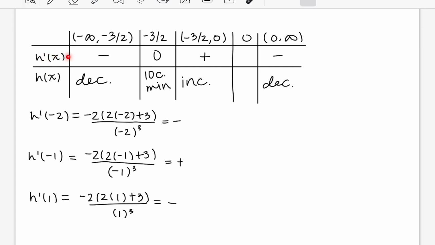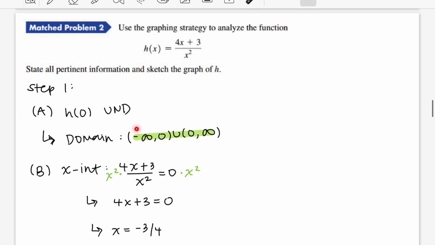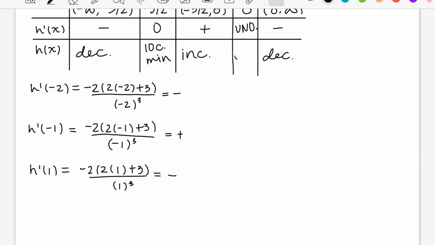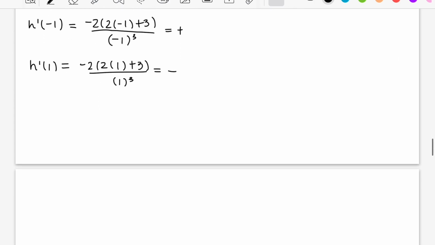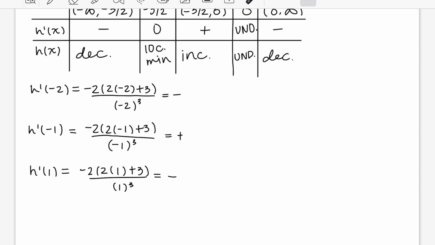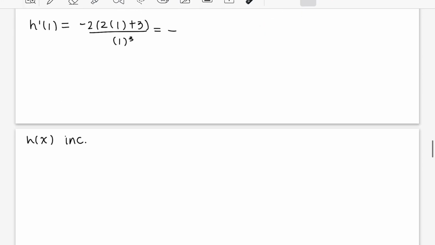And then we also know that our derivative at x is equal to 0 is undefined. And we saw that x is equal to 0 is also undefined for our function h of x. So we won't have any extrema at that point either. All right, so we can conclude that our function is increasing on this interval here and decreasing on these two.